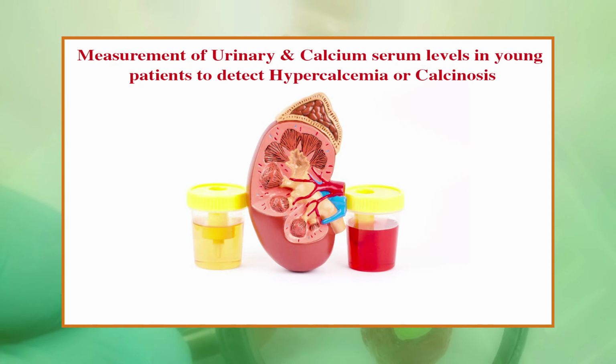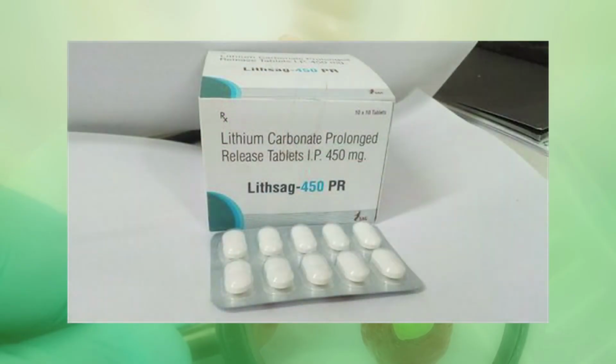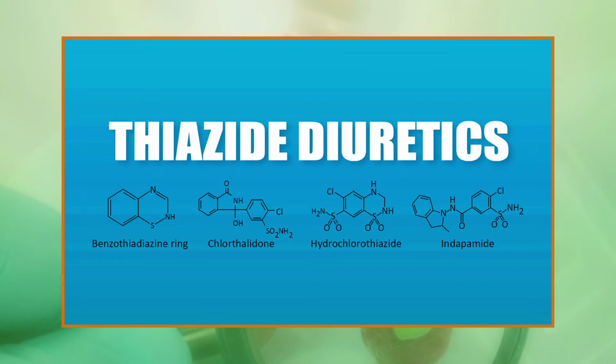24-hour urinary calcium should be measured in young patients who present with a moderate increase in serum calcium and parathyroid hormone to exclude familial hypocalciuric hypercalcemia. Additionally, an abdominal X-ray could be performed to detect nephrocalcinosis or renal calculi due to hypercalcemia. Medications should be reviewed. Common medications, for example, lithium and thiazide diuretics, can cause hypercalcemia.